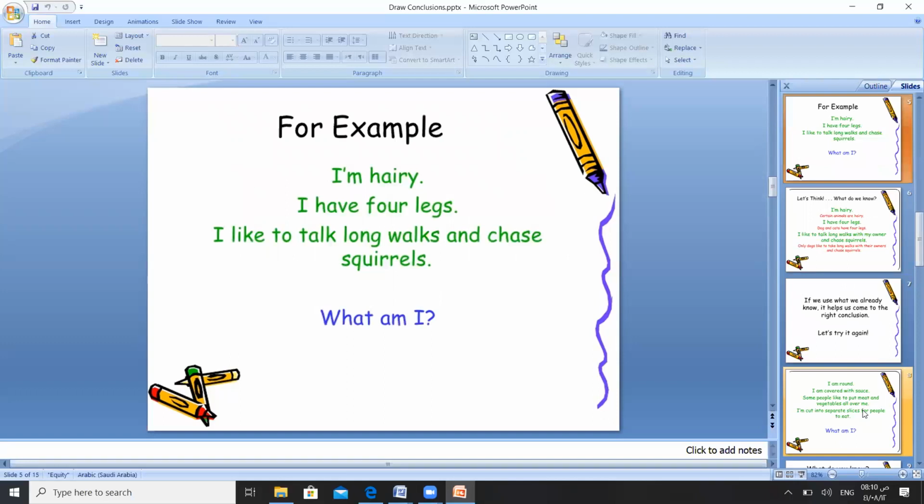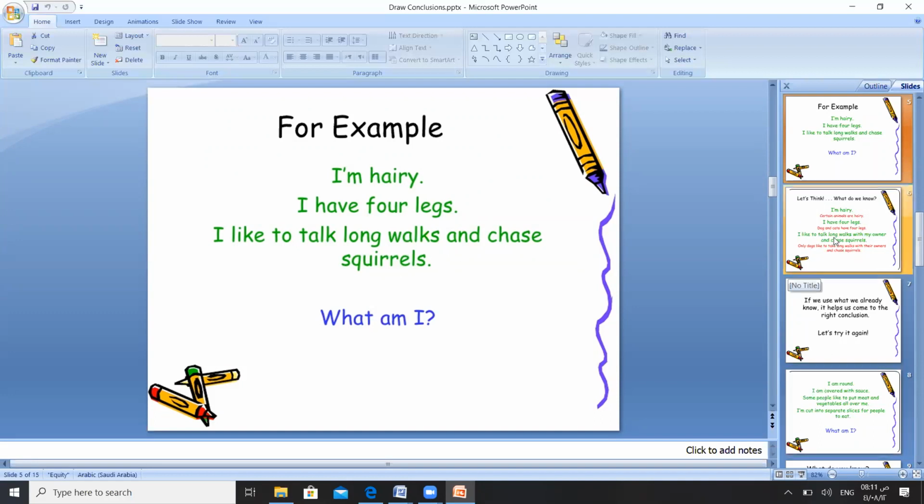I want you to try to draw a conclusion here with me. I'm Harry. I'm hairy. I have 4 legs. I like to take long walks and chase squirrels. What do you think? Who am I?